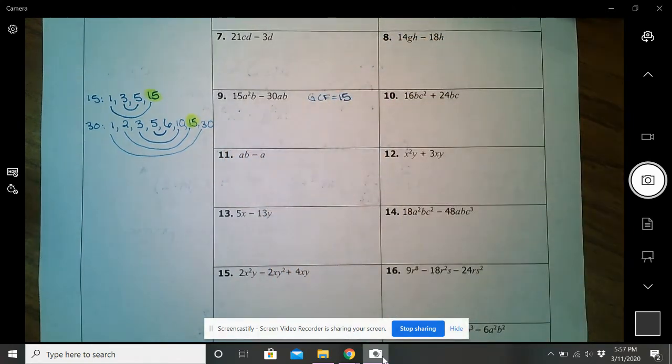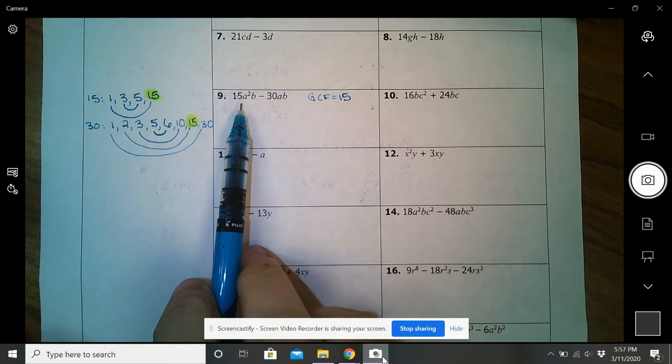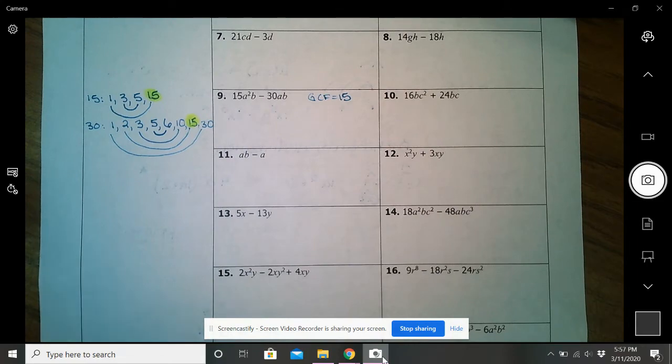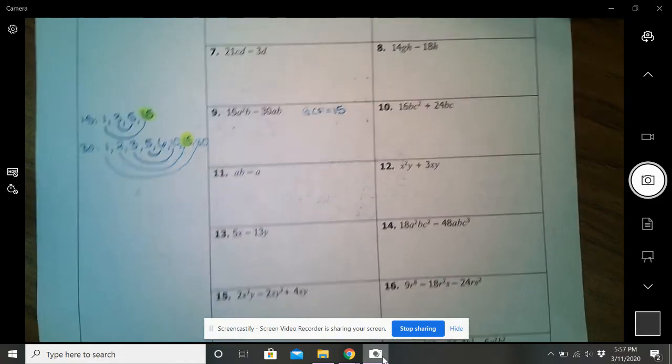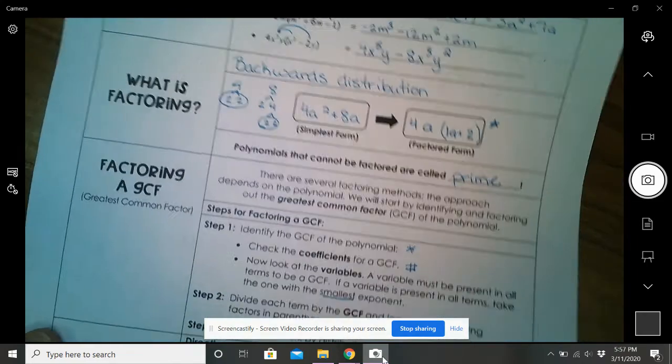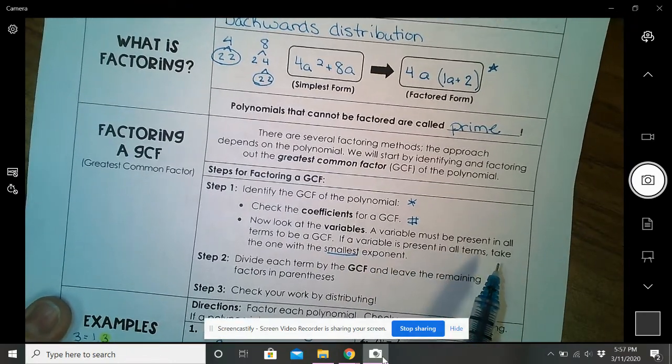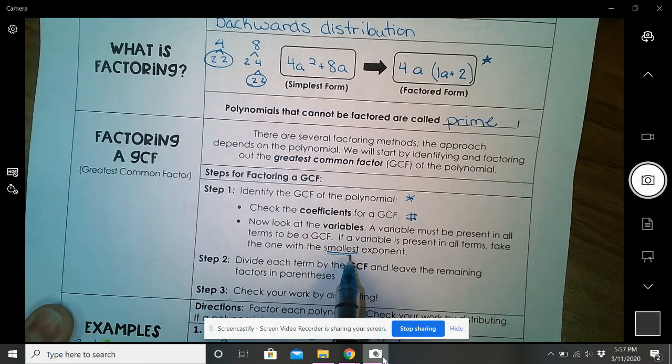And now I need to check out my variables. Let's look at A first because there's an A and a B here. There are 2 A's in the first term and there's 1 A in the second term. So for the first time, we have variables in both terms. My directions say, if a variable is present in all terms, take the one with the smallest exponent.